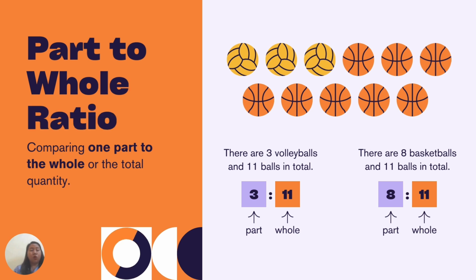Next, part-to-whole ratio: comparing one part to the whole or the total quantity. There are 3 volleyballs and 11 balls in total. Part 3 and whole 11. Next one: there are 8 basketballs and 11 balls in total. Part 8 and whole 11. So we have 8 is to 11.